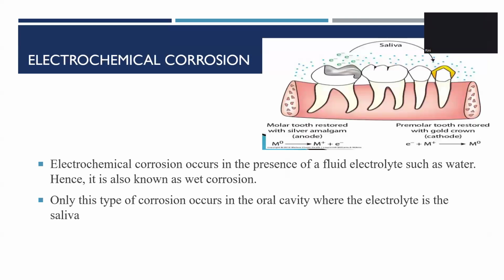Coming to electrochemical corrosion, it occurs in the presence of a fluid electrolyte such as water, and hence it is known as wet corrosion. Only this type of corrosion occurs in the oral cavity, where the electrolyte is the saliva. Here in the picture we can see that saliva acts as the electrolyte between the two restorations. One is silver amalgam, which acts as the anode, and the other one is a gold crown, which acts as the cathode.